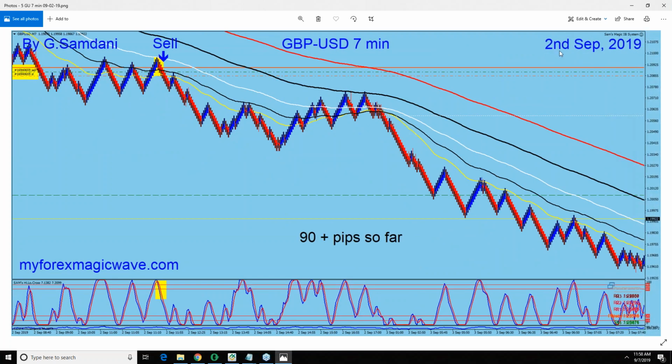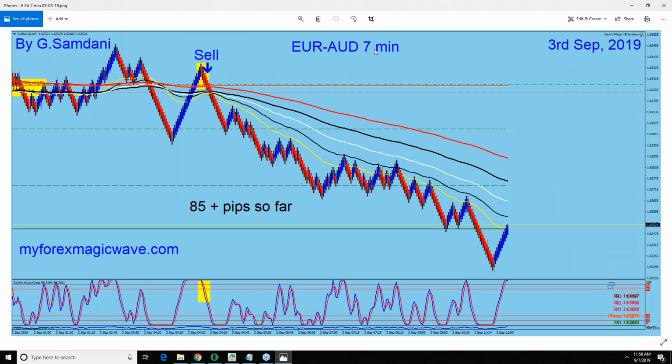And there is another on September 2nd, pound USD, all pound pairs, right? And beautiful, so many entries here, and then again here and here and here, right? So this is the system where you can find a lot of entries within the day.